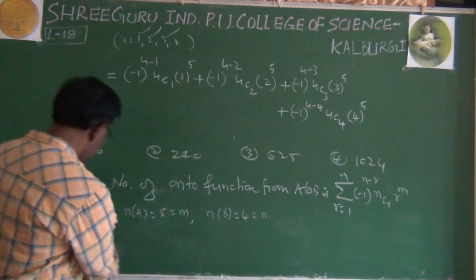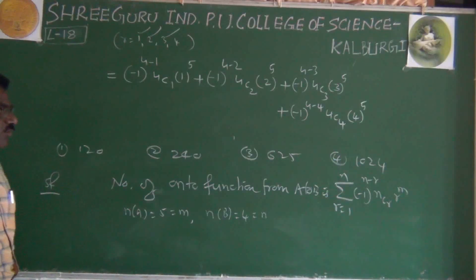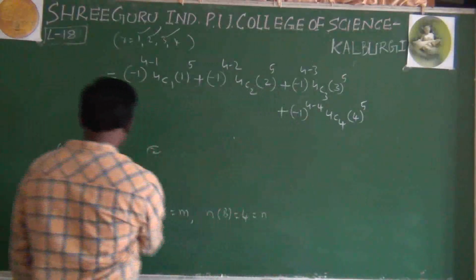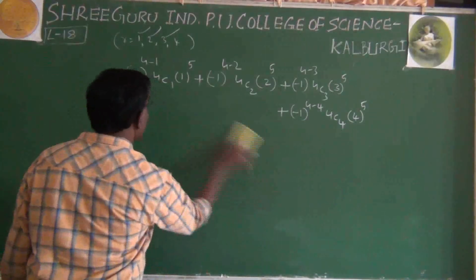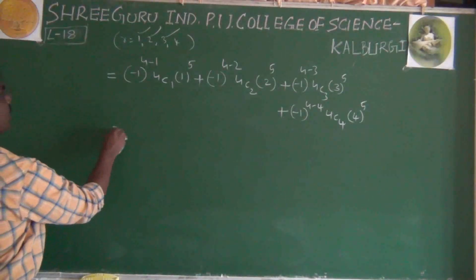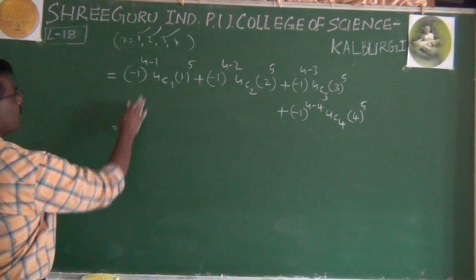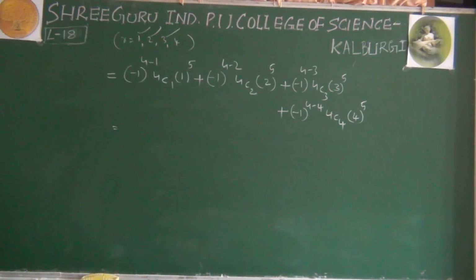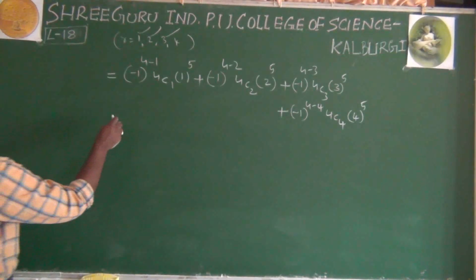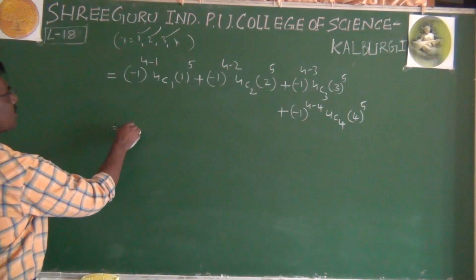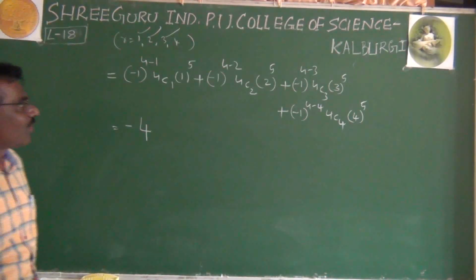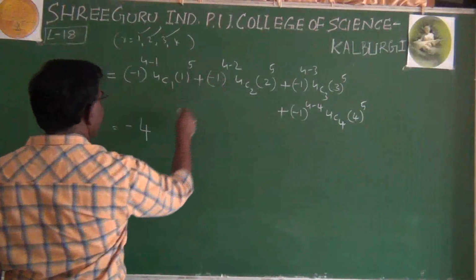So these are the options: 120, 240, 620. Okay. So this is minus 1 to the power 3, that is minus 1 to the power 4 minus 1. 4c1 is 4, so it is minus 4. Minus 4. Okay. For the even power, it comes plus.